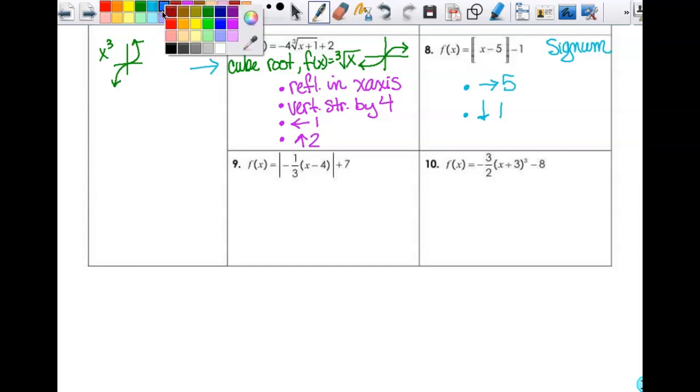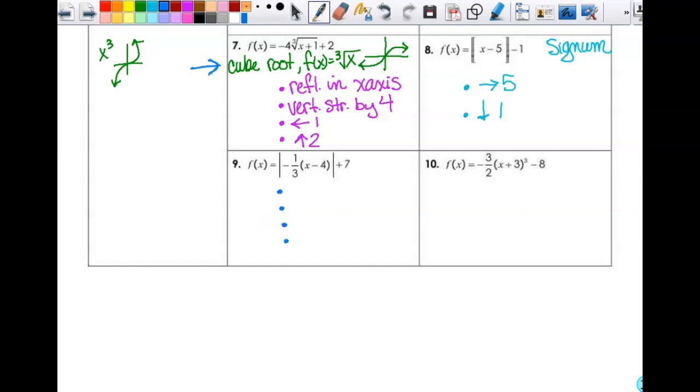We'll do them together. So this, again, is absolute value. We'll just skip that part, even though I don't want you skipping it when you do it. It's absolute value. We know what it looks like, right? So I have the negative, the 1/3, the 4, and the 7. So we have 1, 2, 3, 4.